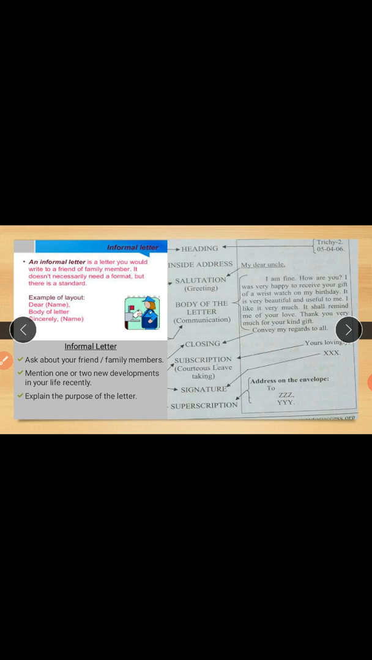Likewise, wishes and congratulations to our friends and relatives, we can write the letters. I have given you example layouts. In informal letters, we have to ask about your friends and family members, and mention one or two new developments in our life recently, incidents we have come across, and explain the purpose of the letter. But here we have to concentrate only on formal letters.